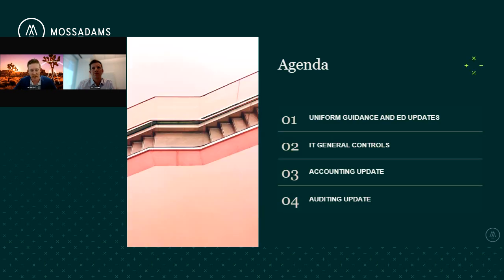So today's agenda includes talking about uniform guidance and Department of Education updates. There were some recent changes and new guidance put out, so we'll go through that. We're also going to spend a little time talking about IT general controls, a very hot topic. We'll go through some accounting updates on new accounting standards updates that have come out recently and just walk through some guidance on that, and then some changes to accounting rules.